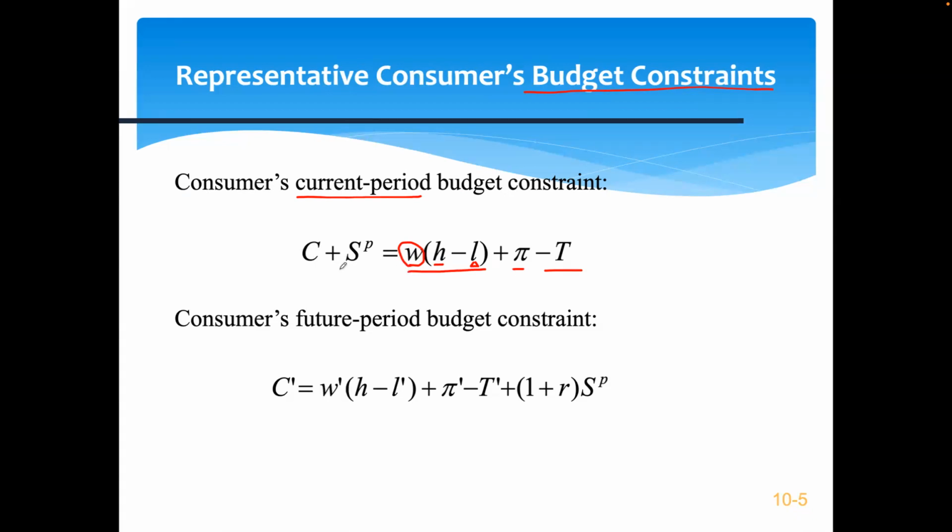Now, on the left-hand side, those are the total income. This total income is going to finance consumption and saving. S^P stands for private saving, right? So why do you want to save? Because you want to smooth your consumption between the current and the future.